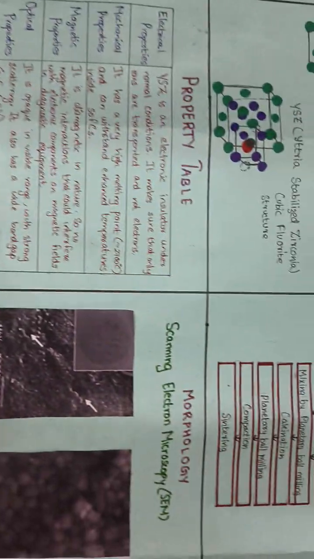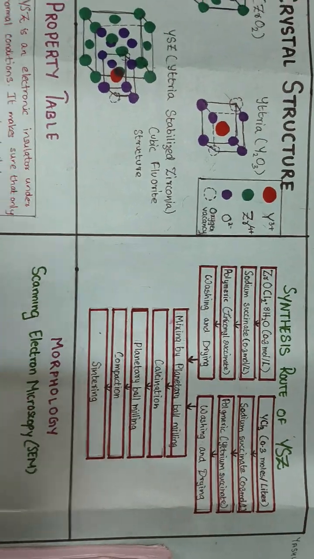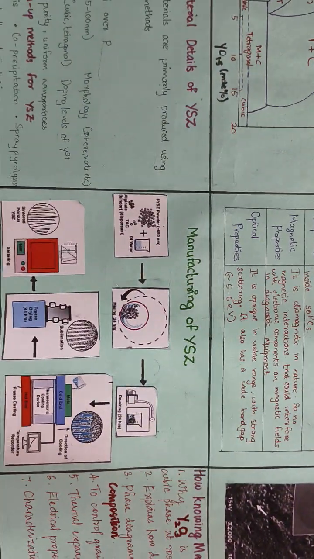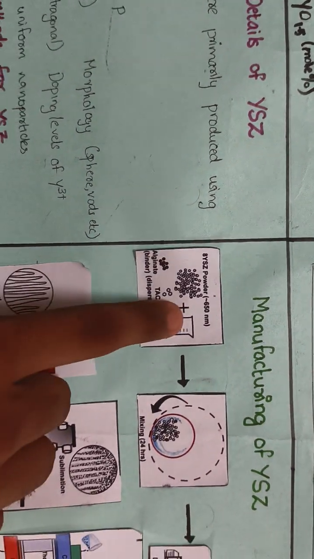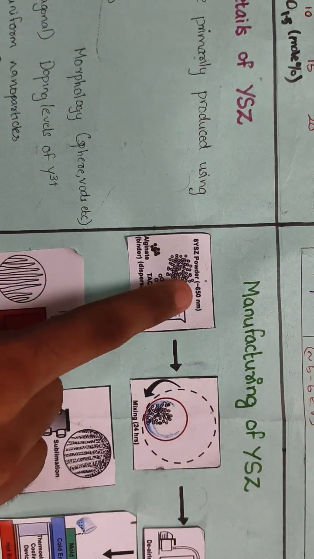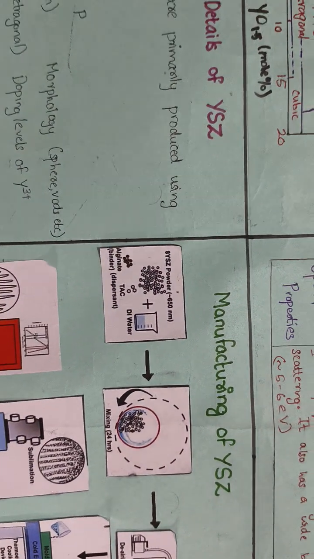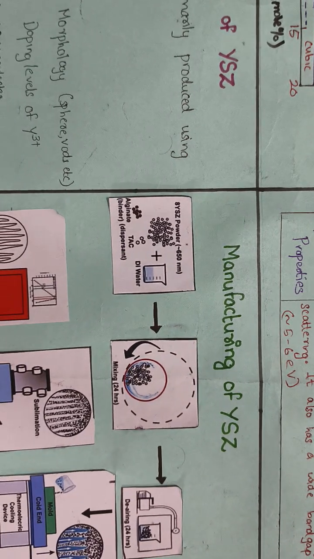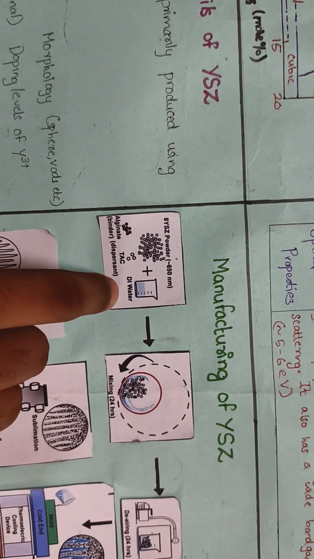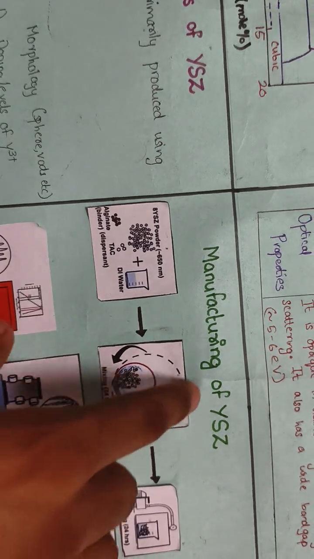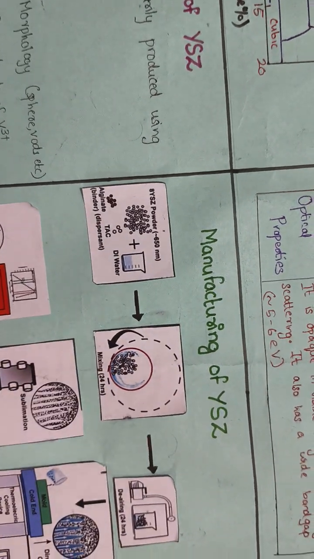Talking about the manufacturing of YSZ. Now, we looked at the general synthesis process here. Talking about the manufacturing process, like how it is actually manufactured, we have the YSZ powder, having a diameter of around 650 nanometers, and then we mix it with water, and we mix it for around 24 hours.